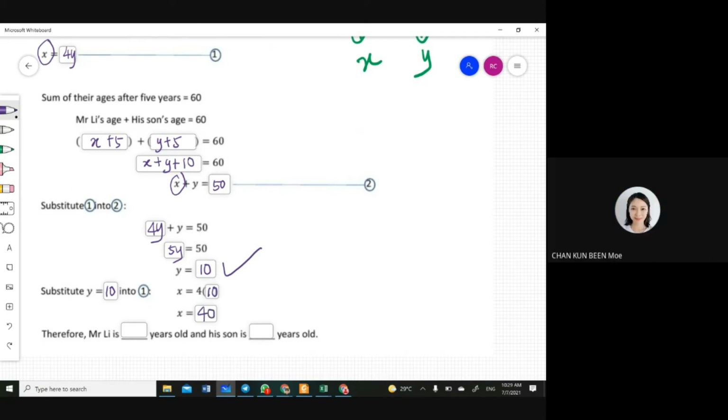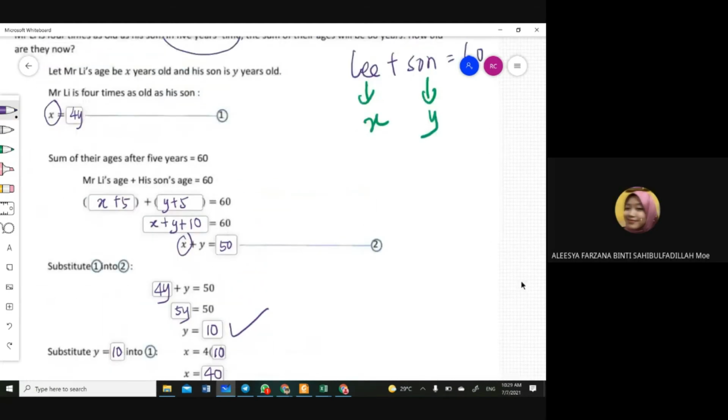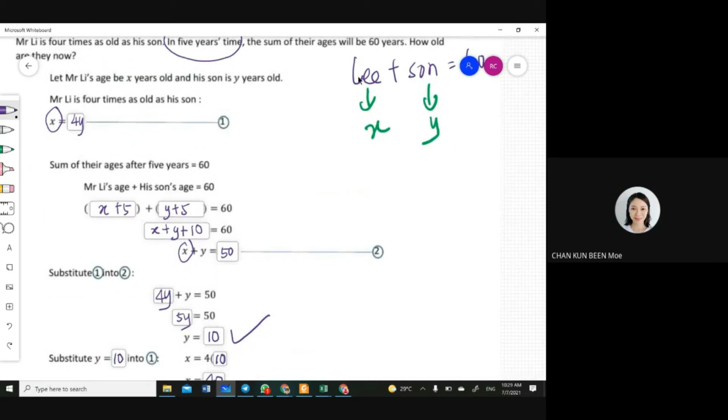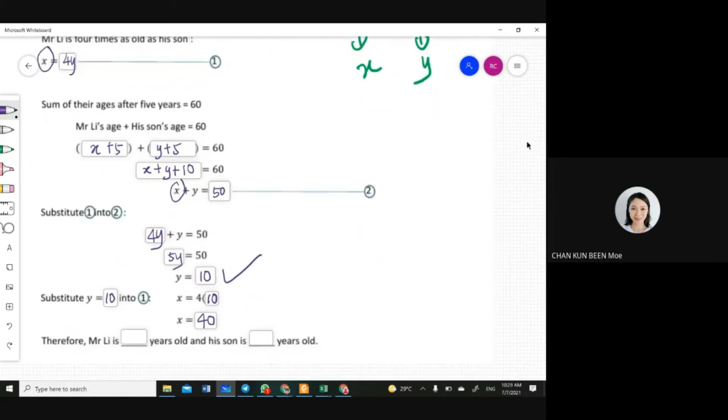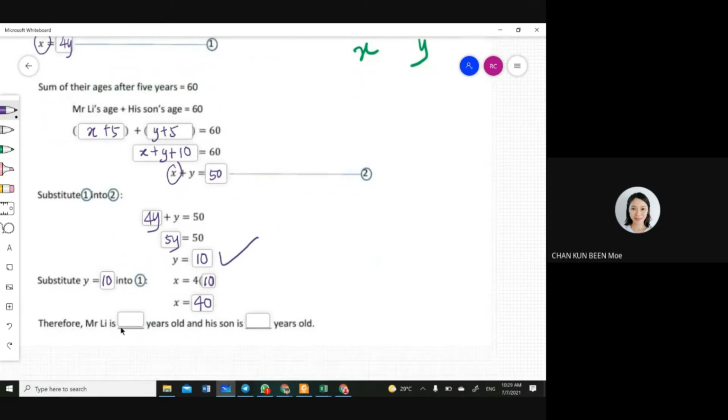Therefore, you can see already from here, y represent whose age? Mr. Lee's son. Right. The x represent Mr. Lee's age. So over here, Mr. Lee is how many years old? 40, because the x is 40. And then his son is 10 years old. So we also get the answer from this one just now. The y is equal to 10. So 10 years old.